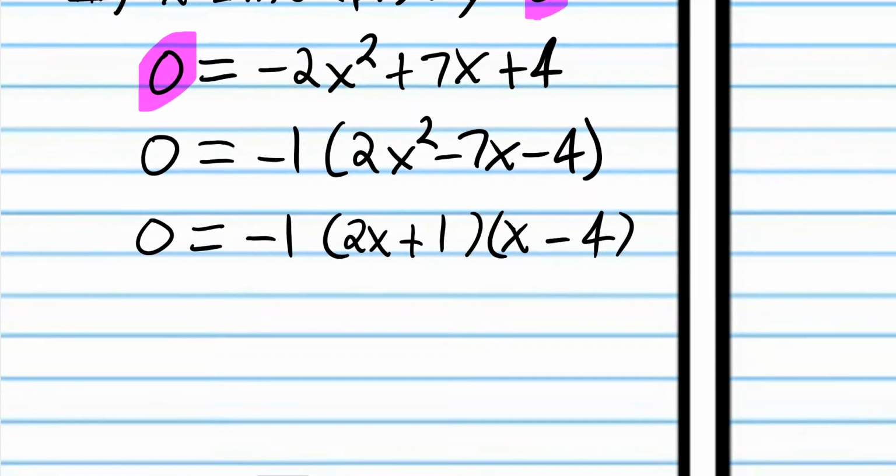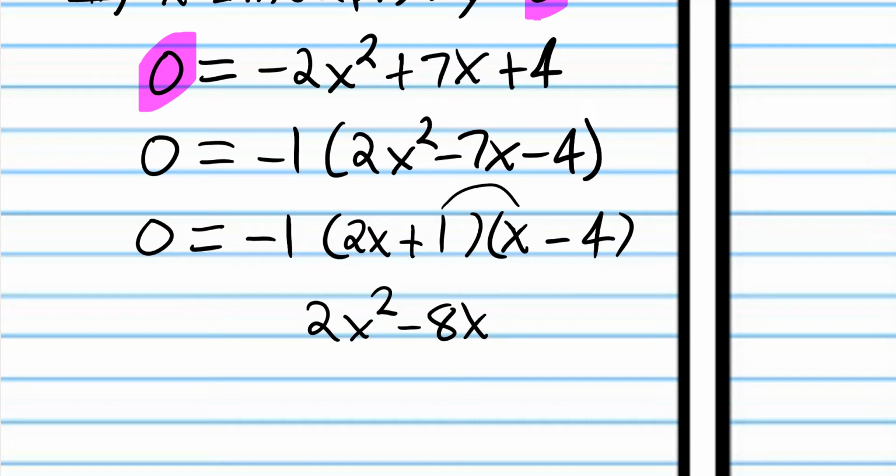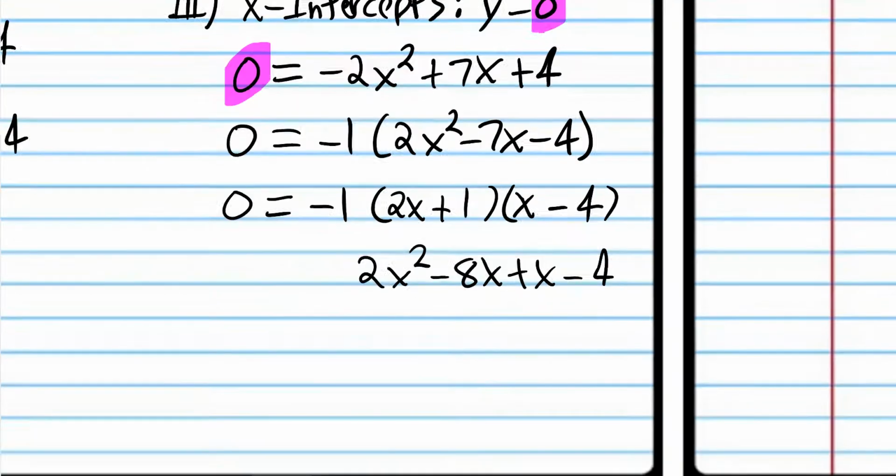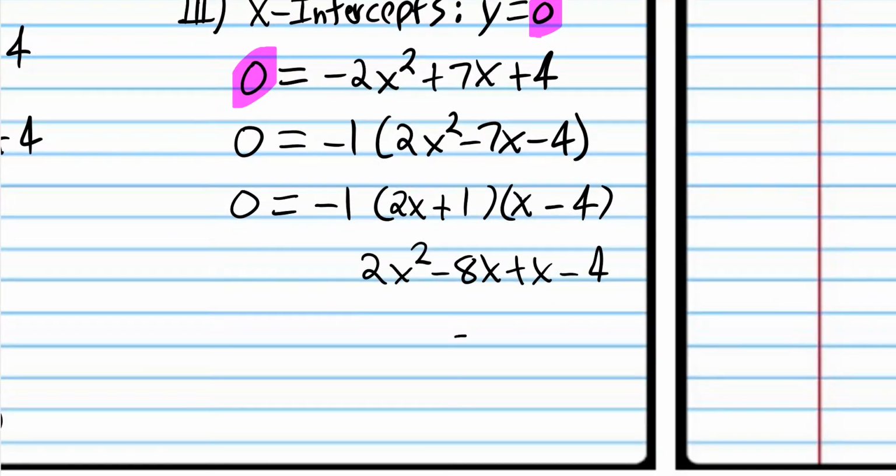All right. So now let's do FOIL. 2x times x, that's F of FOIL, is 2x squared. Then 2x times negative 4, that's O of FOIL, so that's negative 8. And I of FOIL is 1 times x, which is x. And then L of FOIL is 1 times negative 4, which is negative 4. Now, if you add these up, you get negative 7x, and that's exactly what we're looking for. Now, don't be confused. We're not looking for this green number up here. That's positive. So what that tells us is our factorization is correct. We have 2x squared minus 7x minus 4.